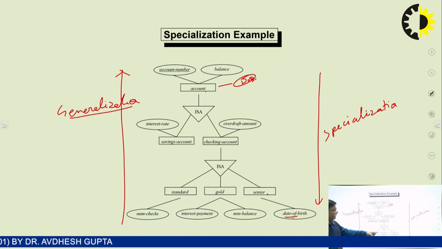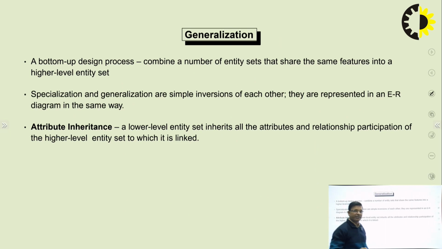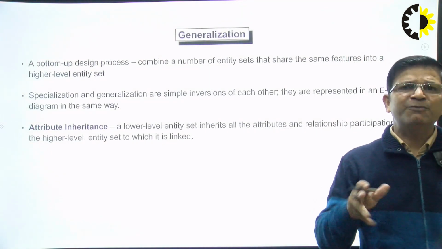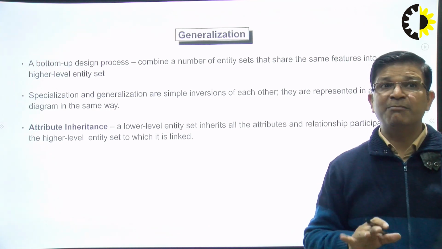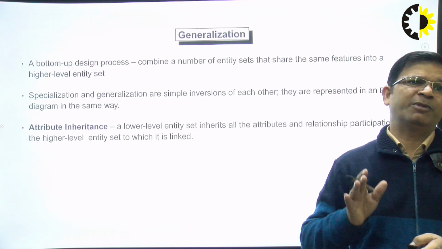And the diagram, obviously, will be reversed. These are the different types of account, and these accounts can be combined into a checking account, and this checking account and saving account can be converted into a single account. So this is the generalization, a bottom-up design approach, where we can combine a number of entities that share the same features into a higher level. Specialization and generalization are the simple inversion of each other. One is top-down, another is bottom-up approach.